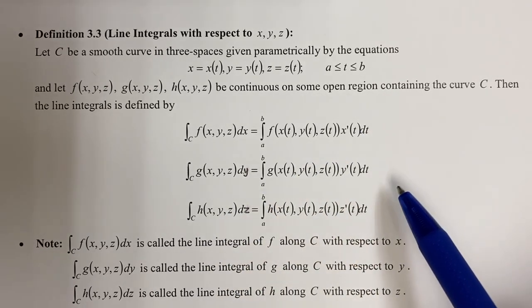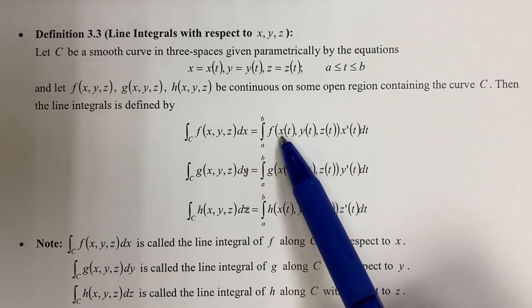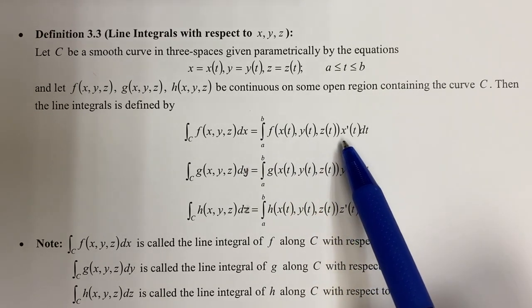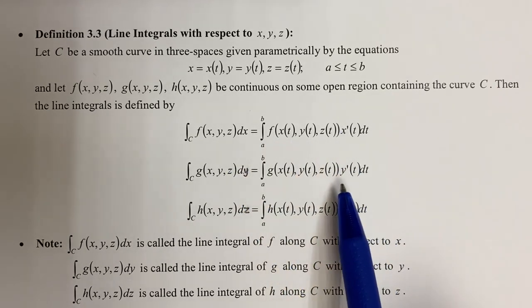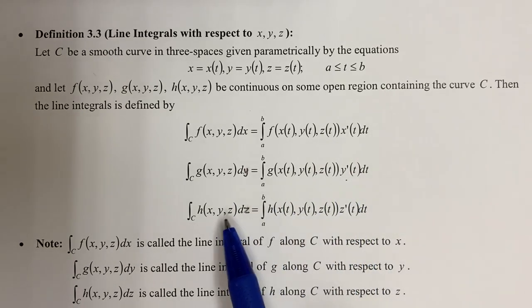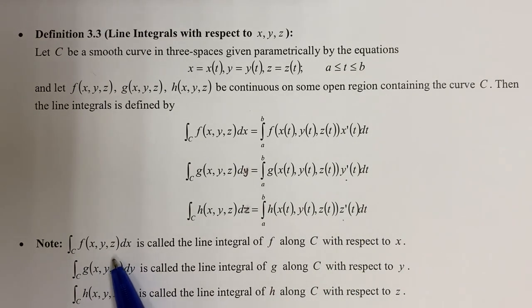This is the substitution. So you need to do the integration from a to b, f(x(t), y(t), z(t)), and then multiply by the differentiation of x for dx. For y, multiply by y prime. For dz, multiply by z prime. So all these, f(x,y,z) dx, g(x,y,z) dy, and h(x,y,z) dz, the integration is called the line integral of f, g, or h along C with respect to x, y, and z respectively.